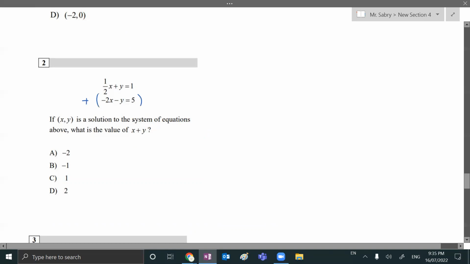Half plus negative 2 is negative 3/2x, and then positive y and negative y will cancel each other. 1 plus 5 will give me just 6. I'll then move the 2 to the other side by multiplication, which will give me 12, and then divide by the negative 3 when it goes to the other side, and that should give me the value of x as negative 4. I do have the value of x. In order to get the value of y, I'll substitute this into any equation. I think the one that doesn't have the fraction is easier to think of.